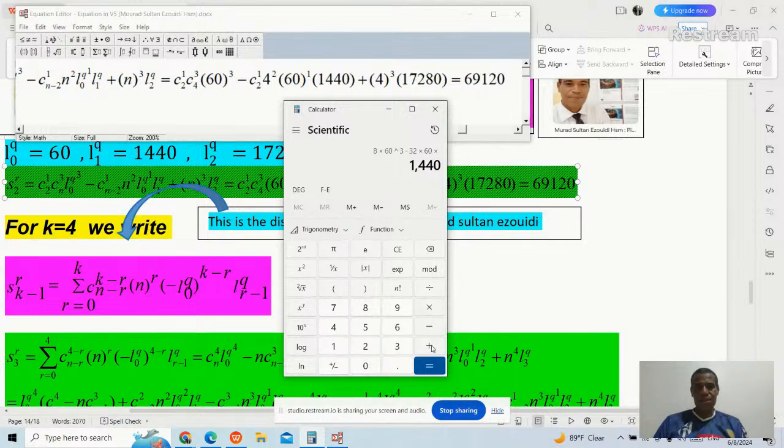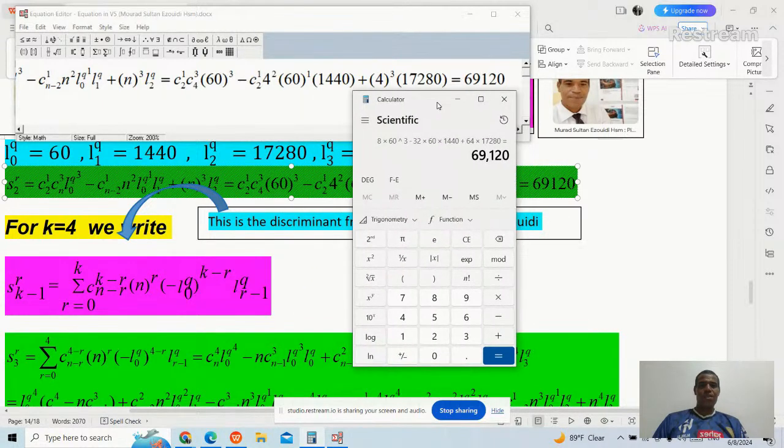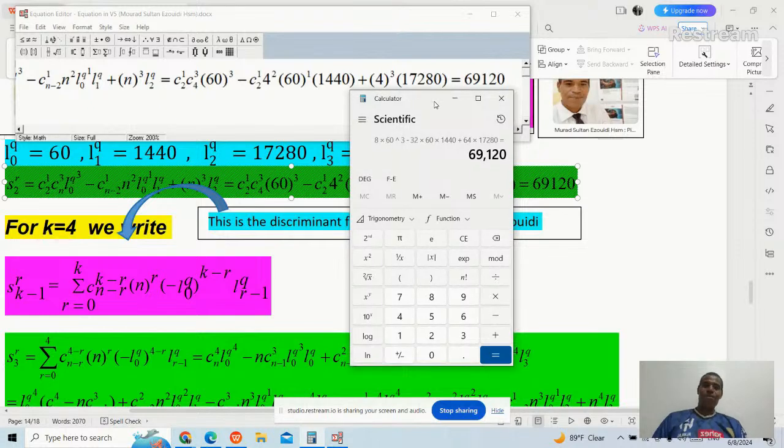Then plus 4 cubed is 64 times exactly 17,280. So this one has to be equal to 69,120. Sometimes the artificial intelligence will change your output, but we are here more intelligent than this robot. Therefore you can see that 69,120 is the value of S2.